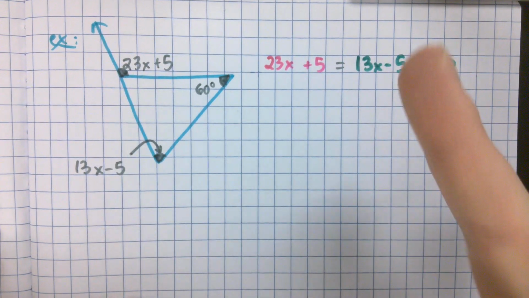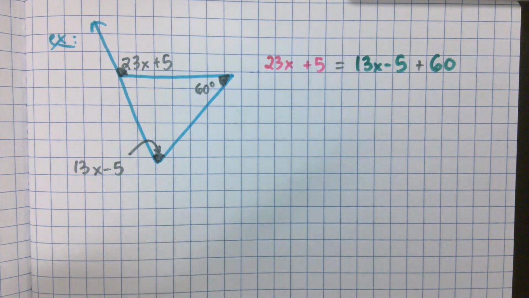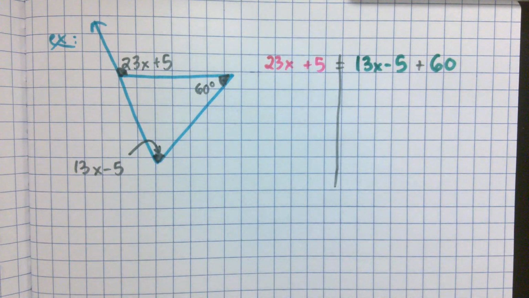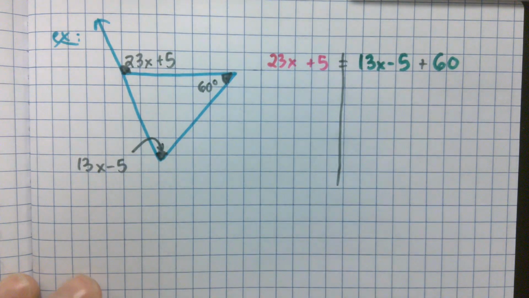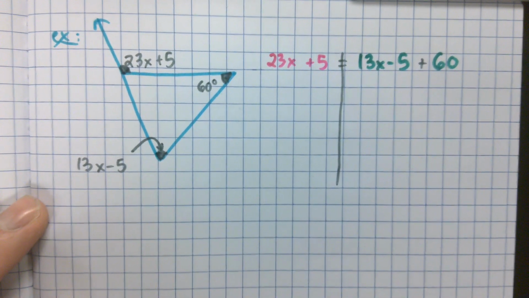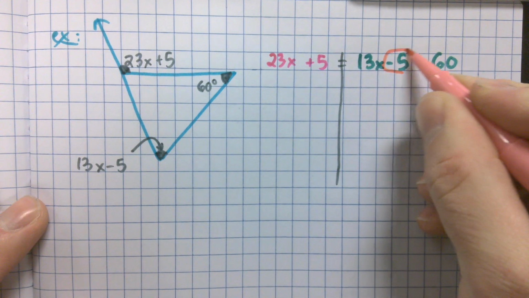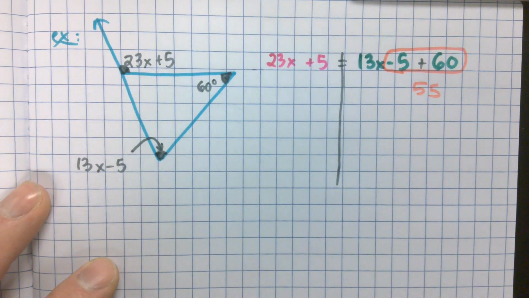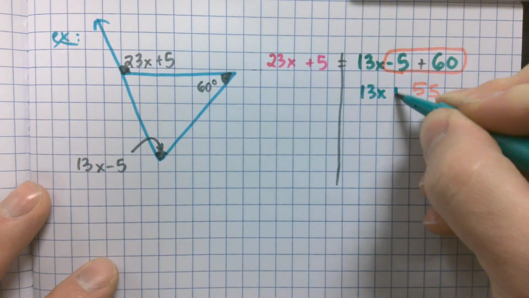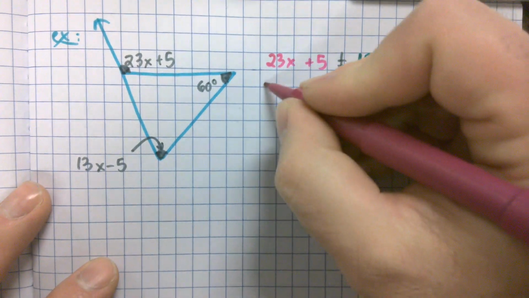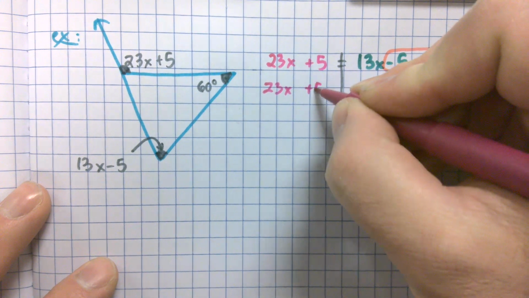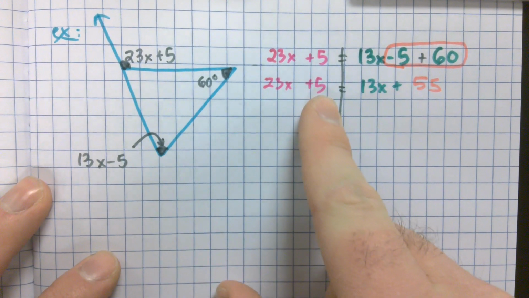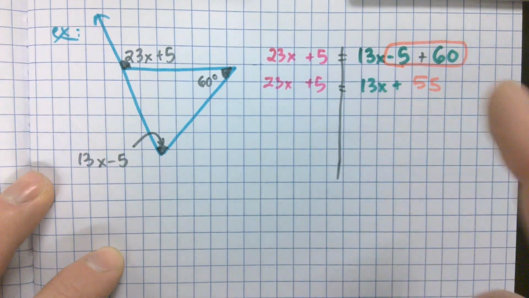If you flip these around and put 60 first, totally fine. As long as you combine your like terms correctly, you'll get the same answer. Speaking of combining like terms, what can we combine here? Negative 5 and 60. What does that make? 55. Everything else stays the same. 13x plus 55 equals 23x plus 5. We've got a variable and a constant on the left, a variable and a constant on the right. What now?